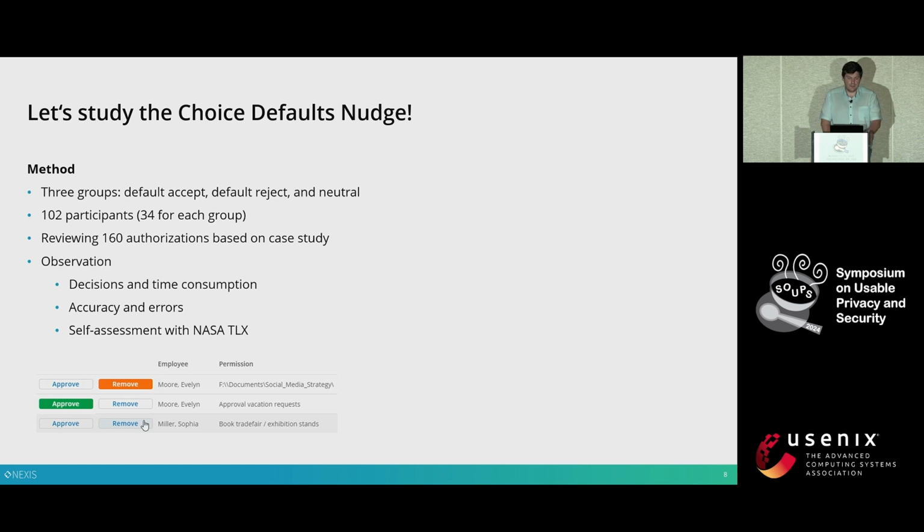Our observations within the user study were the decisions the participants made and the time they needed to complete the task. We also could measure the accuracy and errors they made, since we knew which authorizations were correct and which were incorrect. After the study, we asked our deciders to do a self-assessment based on the NASA Task Load Index. With that, we could query how the performance self-assessment, the frustration level, or the mental demand was.